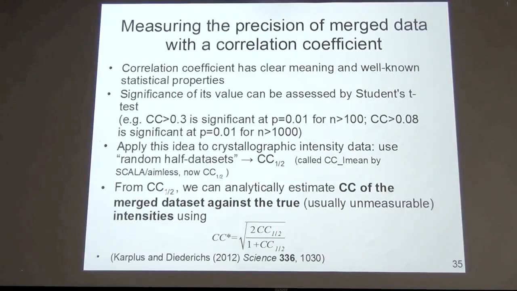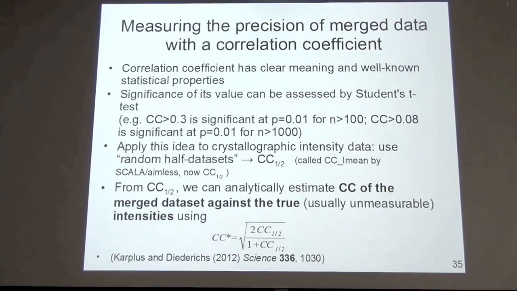By just using CC1/2, we can analytically come up with a formula without any approximations that estimates from CC1/2 the correlation coefficient of the fully merged data against the true data that nobody can measure. So that's a very interesting concept. By looking at your actual experimental data and doing partial merging, comparing the two halves with each other, we can estimate what would be the correlation of the fully merged data against the true data.